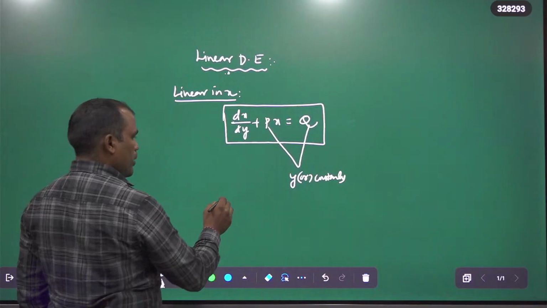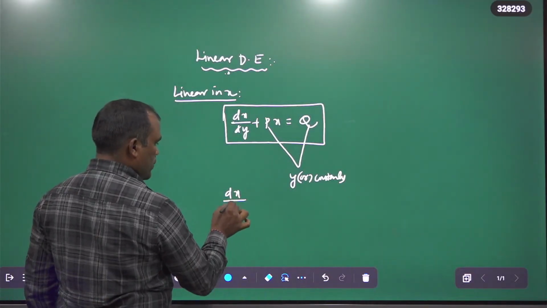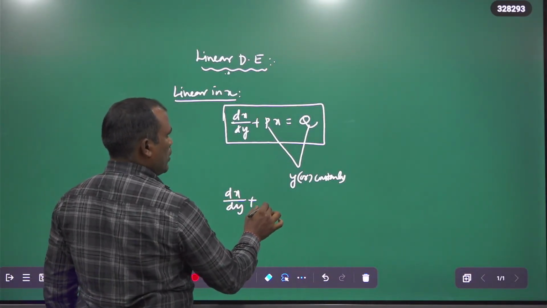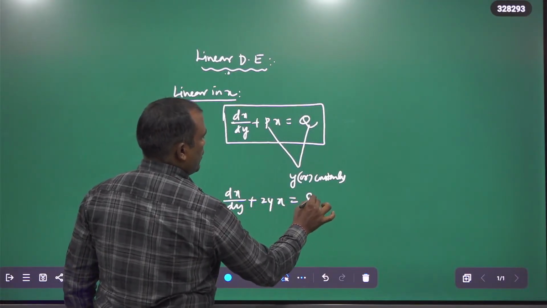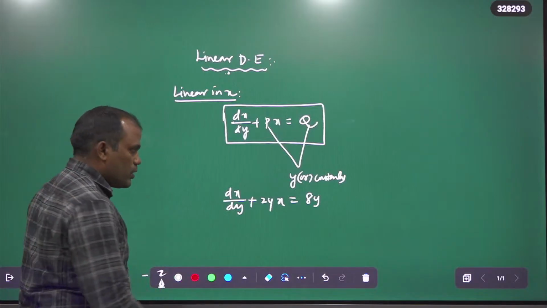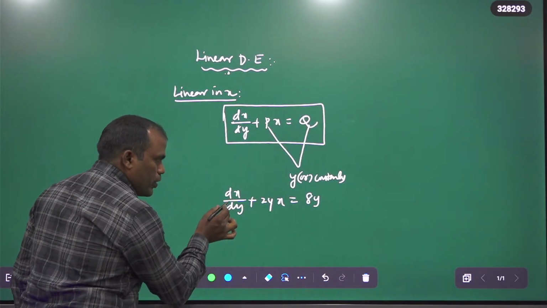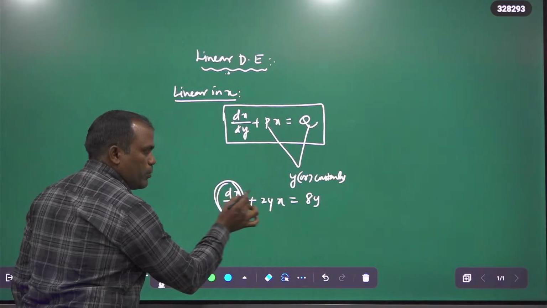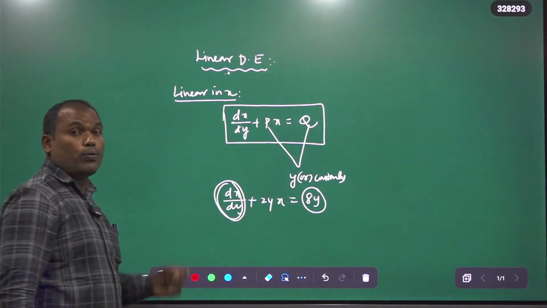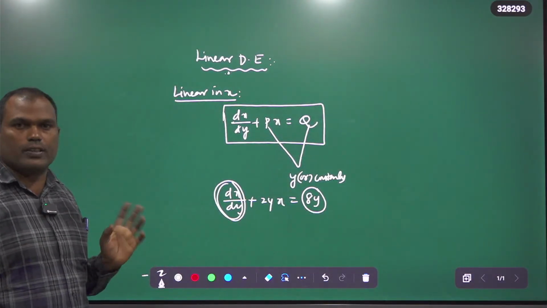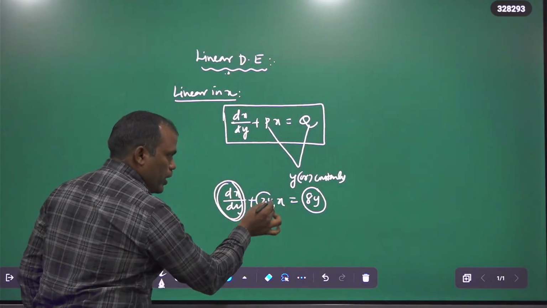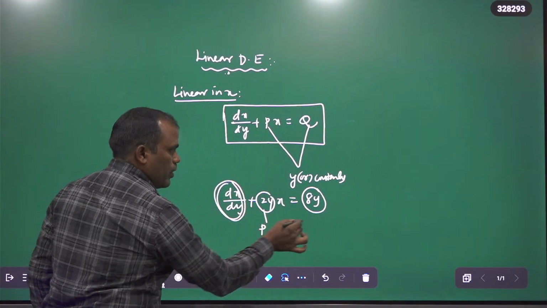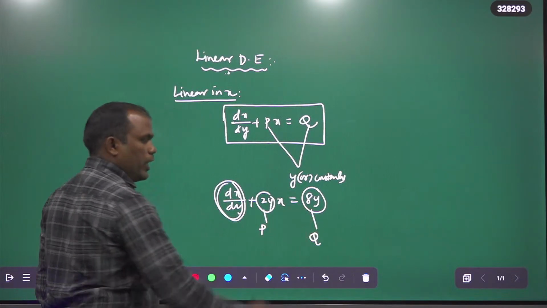So, for example, I will give one question. Now dx/dy + 2y·x = 8y is given. Observe here: dx/dy is there, and immediately we should observe that the RHS is a function of y only, with constants. So that is what linear in x is. Here the P value is 2y and the Q value is 8y.